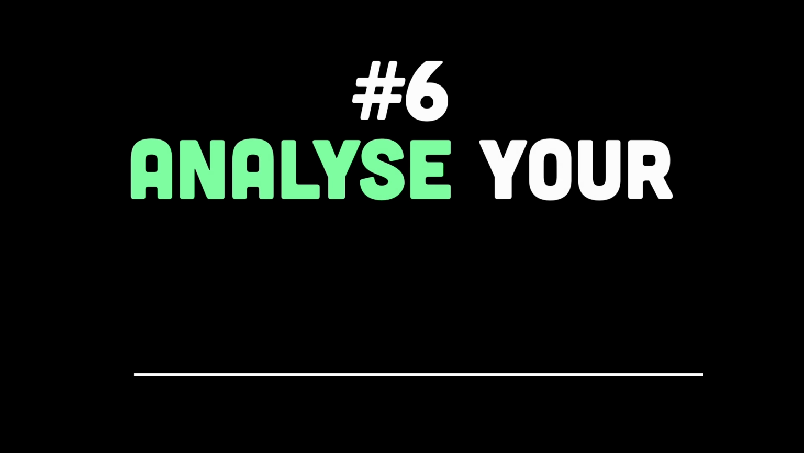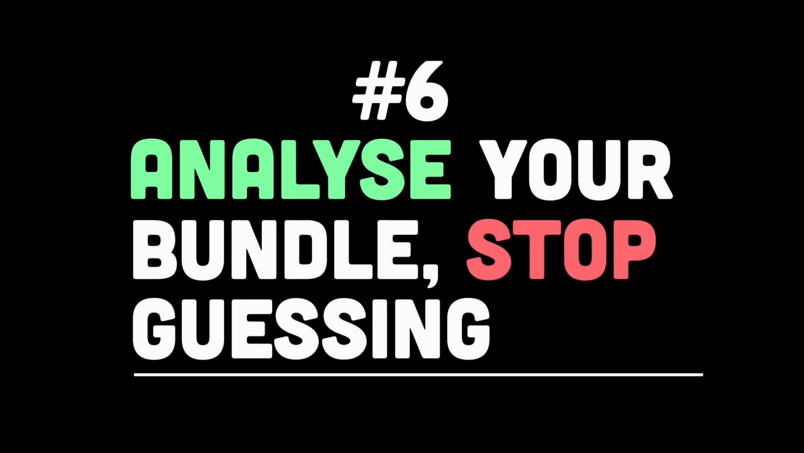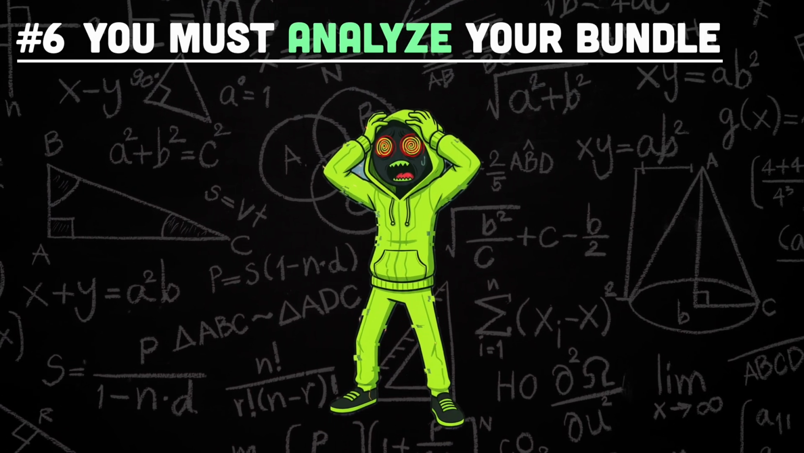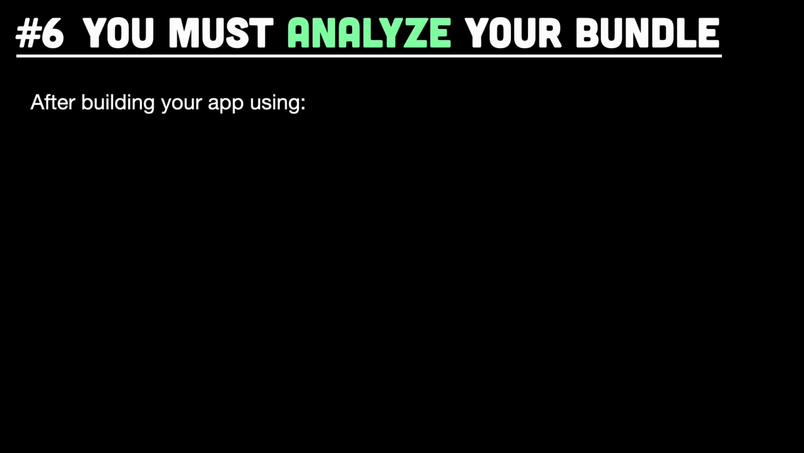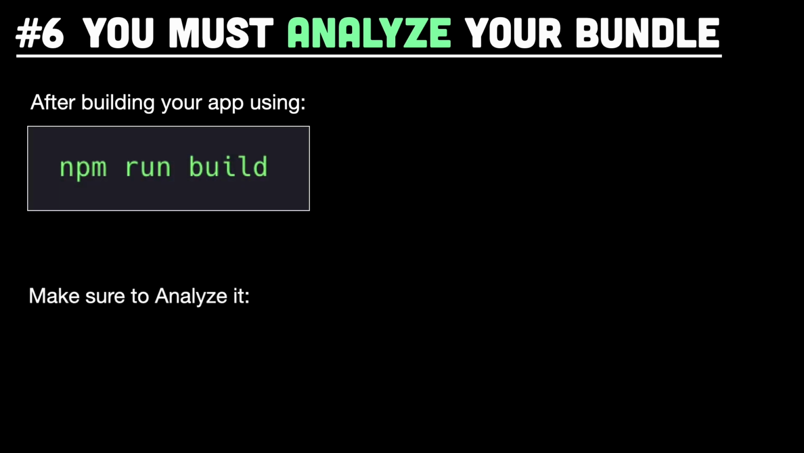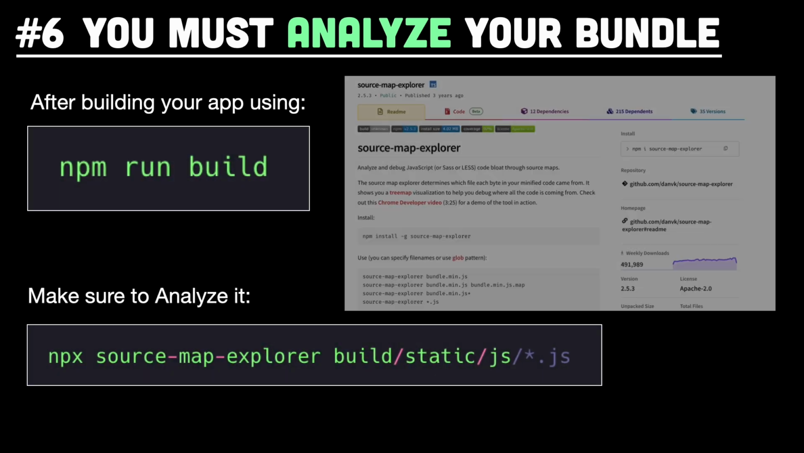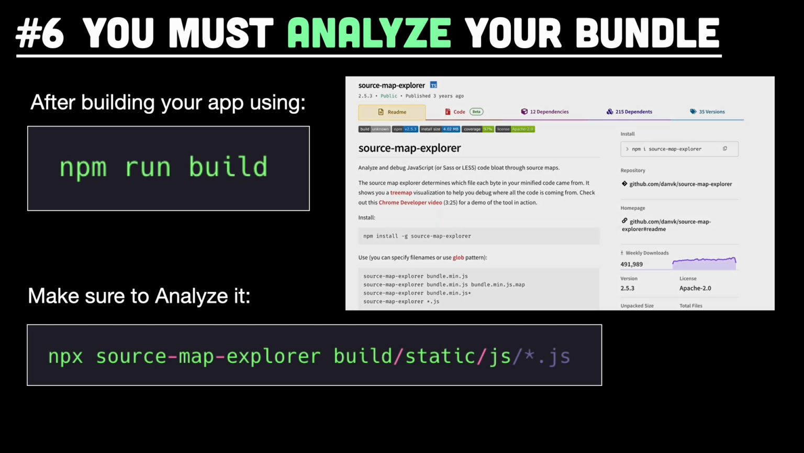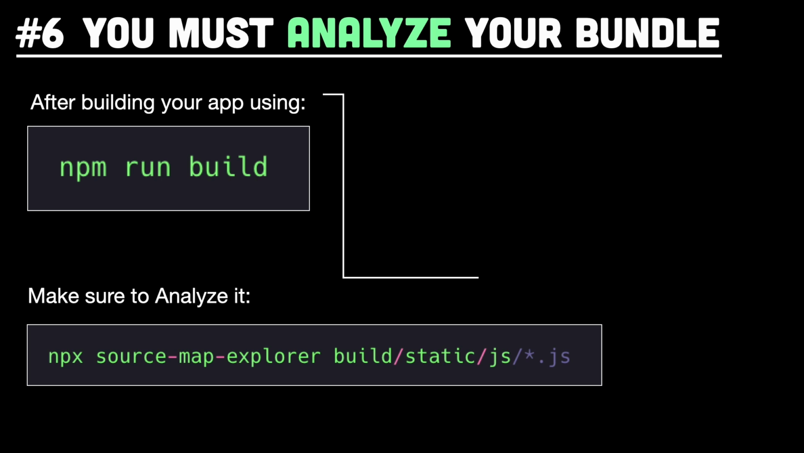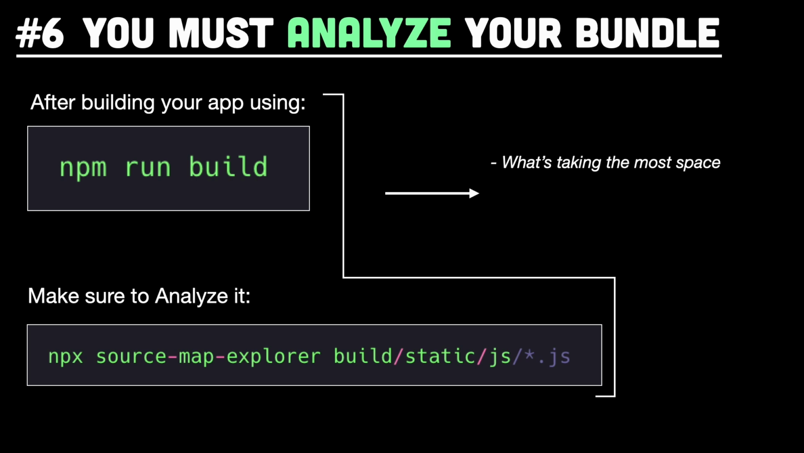Then in number 6, you must analyze your bundle and stop guessing. Most developers optimize blindly. Please don't do that. After building your app using npm run build, make sure to analyze it. You can use something like Source Map Explorer, which is a popular library to analyze and debug JavaScript code bloat through source maps. This shows what's taking the most space, which library is the real culprit, and what to fix first. There is always one dependency doing something suspicious.